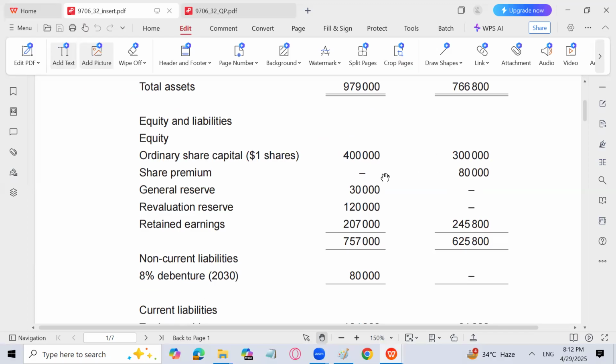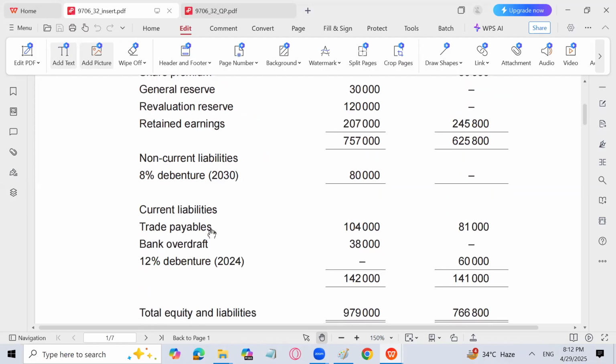And the share premium has been reduced by 80,000. So it looks as if we have issued bonus shares. And you know that bonus shares are basically issued first out of share premium, and the remaining amount will be taken out of retained earnings. So it looks as if we have issued bonus share. Non-current liabilities, 8% debenture, 80,000 have been issued.